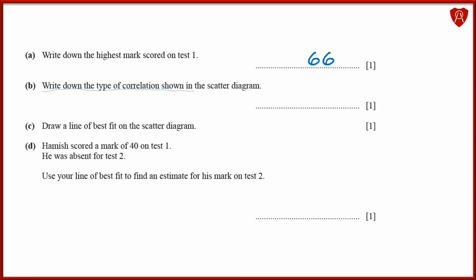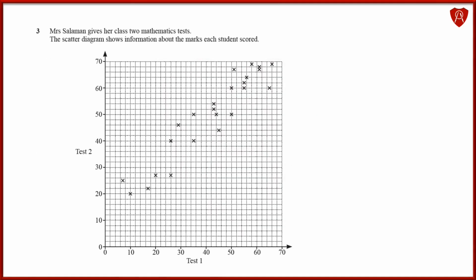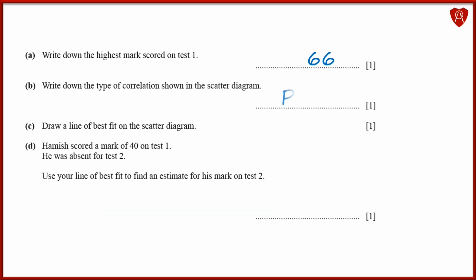Write down the type of correlation shown in the diagram. Okay, let's look at the graph once more. The points are slanting towards the upper right from the bottom left, and this is a positive gradient, and so our answer will be a positive correlation. Positive, we write.